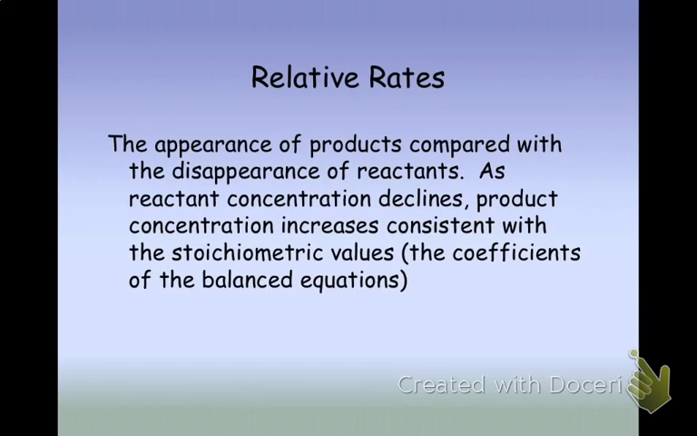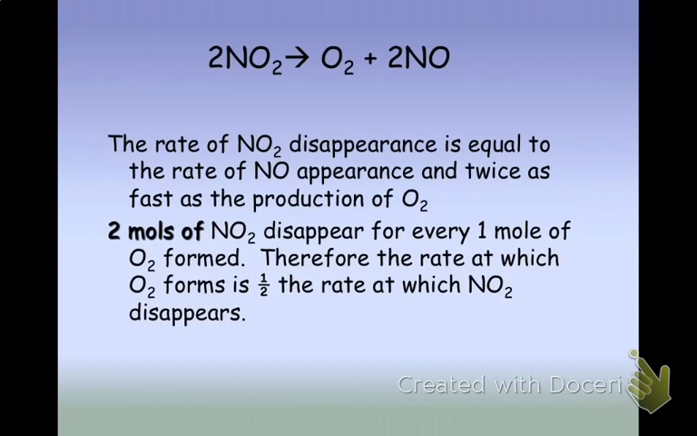As the reactant concentration declines, the product concentration increases, and that's going to be consistent with the stoichiometric values, meaning the coefficients of the balanced equation. So if we look at this equation, 2 NO2 forms 1 mole of oxygen plus 2 moles of NO. What they're saying is the rate of disappearance of NO2 is equal to the rate of appearance of NO, yet it's twice as fast as the production of O2.